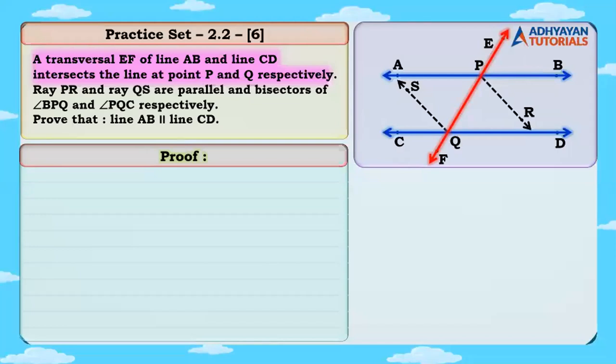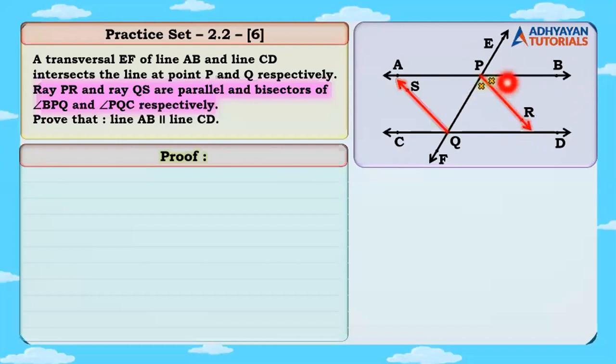Yeah. The next part of the question says ray PR and ray QS are parallel and bisectors of angle BPQ and angle PQC. So they are parallel to each other as well as bisectors. The word bisector means dividing into two equal parts. So children, ray PR bisects angle BPQ. It is dividing the angle into two equal parts. Now which are those two equal parts? Definitely BPR and RPQ.